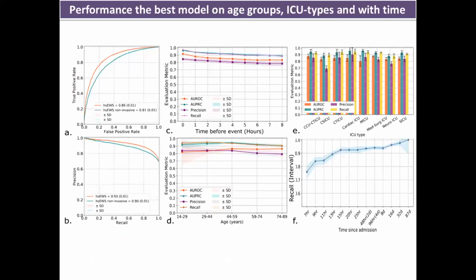We got very good accuracy, such as 86% AUC in the eICU data itself, and 93% AUPRC in the eICU data set. Our model performed quite consistently across different lead times, from 0 to 8 hours, and across different age groups. We also saw consistent performance across different ICU types, again emphasizing that our models are able to generalize across different age groups, ICU types, and lead times.